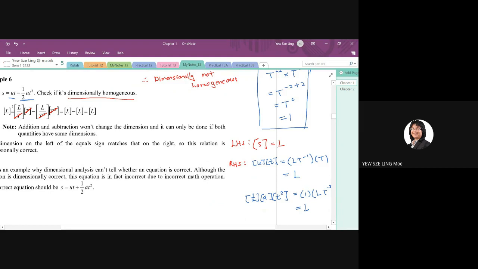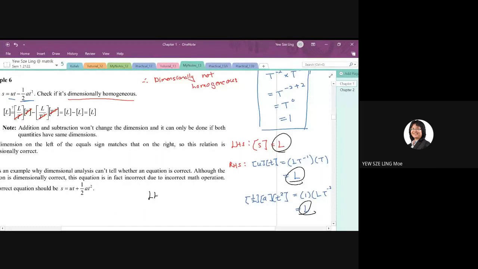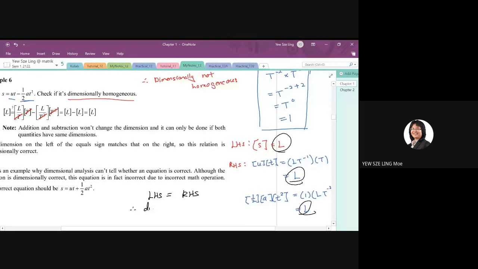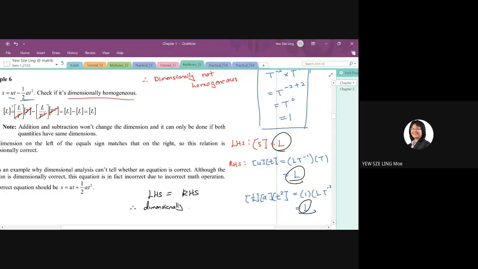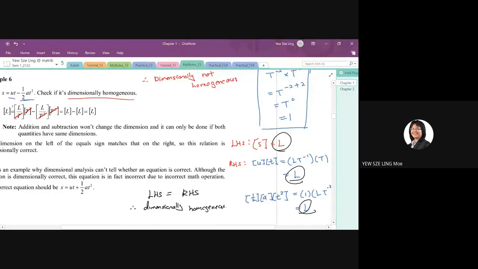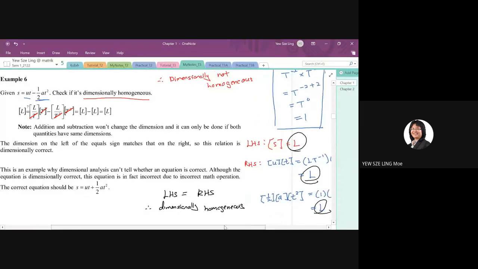You're going to check the dimension for all three of them. Okay, so for part S, left-hand side, you have L. UT, you're going to get L as well. Half AT squared, you get L. Therefore, we say the left-hand side is equal to the right-hand side. Okay, so they are dimensionally homogeneous. So let's go back to the question again.